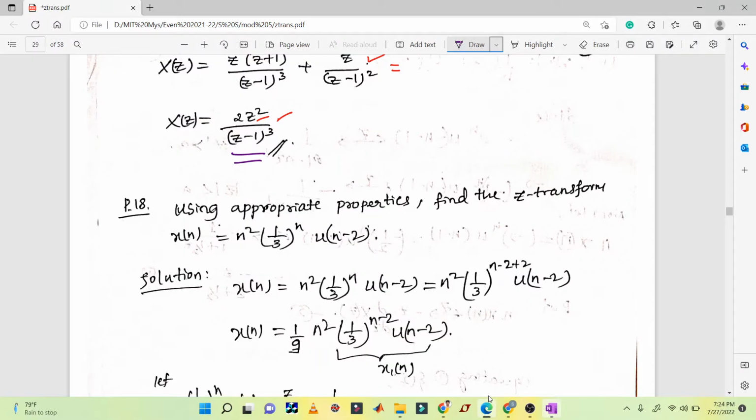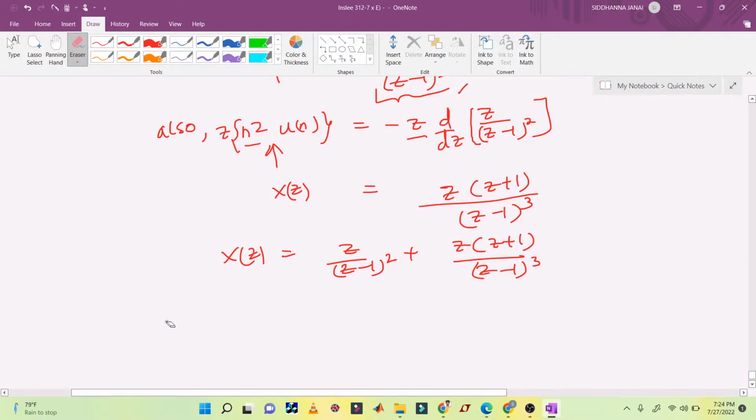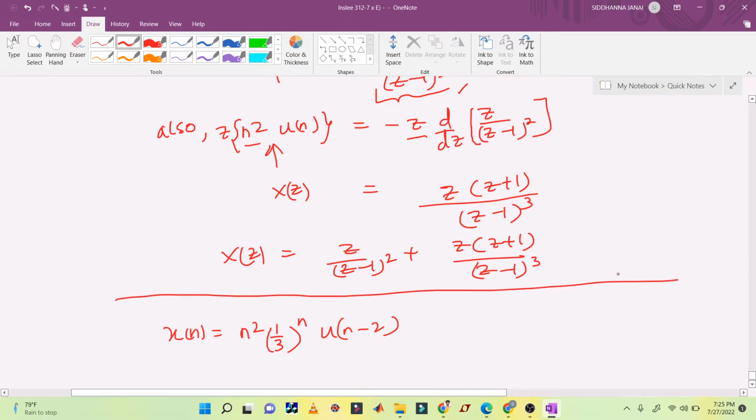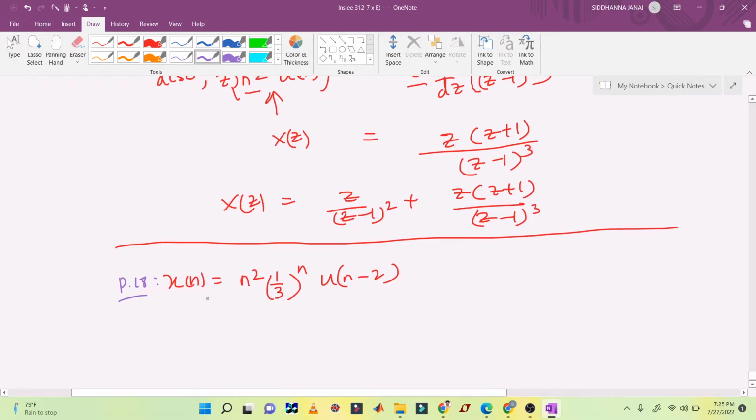Next problem is n square into 1 by 3 to the power n u of n minus 2. Given x of n is this one. This is problem 18. Though we have solved more than 18 problems, it is according to the numbering I have put, it is 18th.